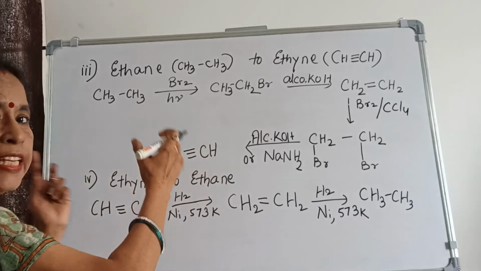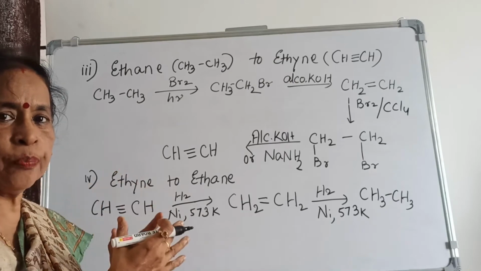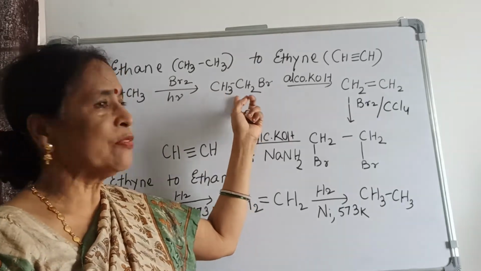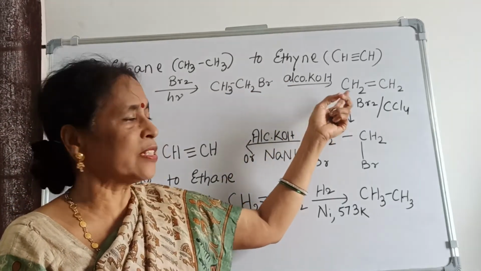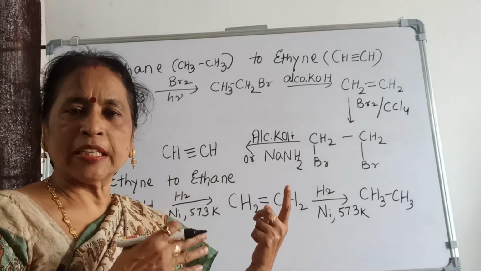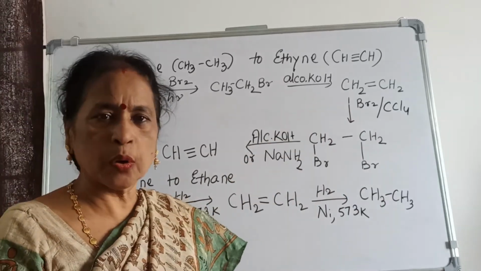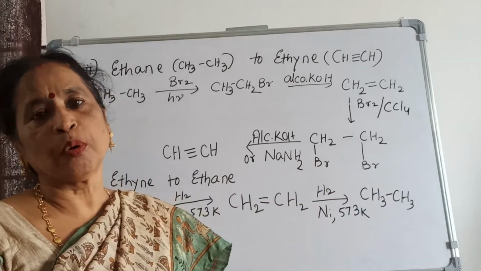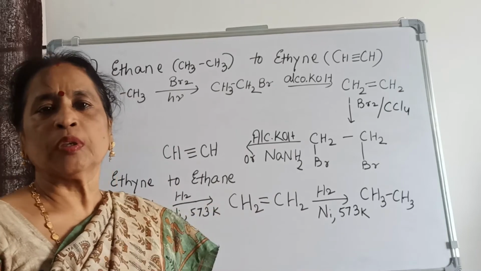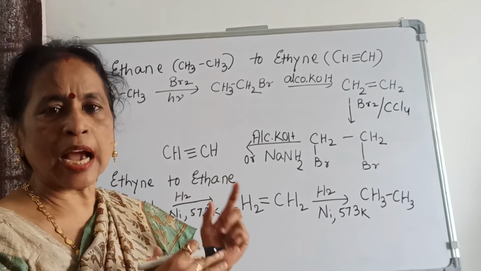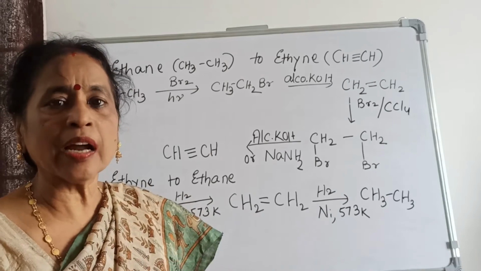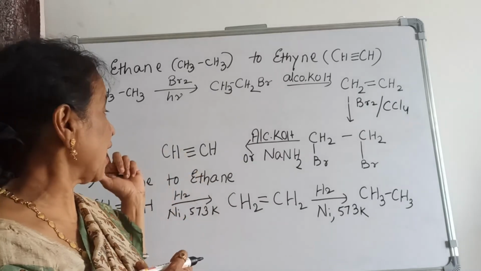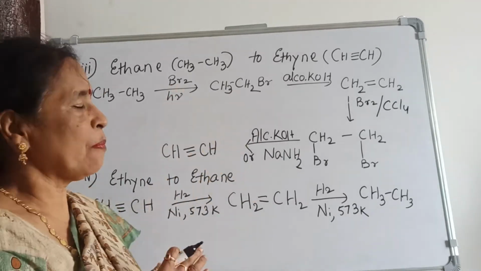What is the question? Ethane to ethyne. Then how can you do it? How can you convert ethane to bromoethane? Because it will react with alcoholic KOH and give a double bond. And this double bond in presence of bromine and carbon tetrachloride gives 1,2-dibromoethane, that is a dibromo alkane. What is the general product? Dibromo alkane. And it reacts with alcoholic KOH and gives ethyne. This is a very important question.